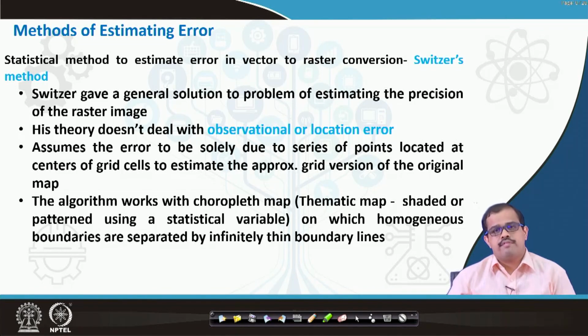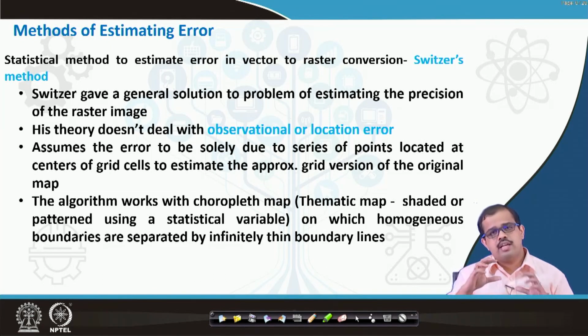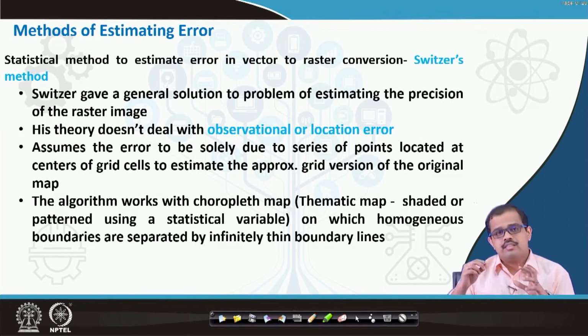So how do we find out the errors that may have crept in during such vector to raster conversion? There are various ways of calculating this error. One of the very well known methods is Switzer's method, which is normally an approximation method. Switzer gave a general solution for estimating the precision of an image. He did not give any method for estimating accuracy, but he defined the precision of an image.